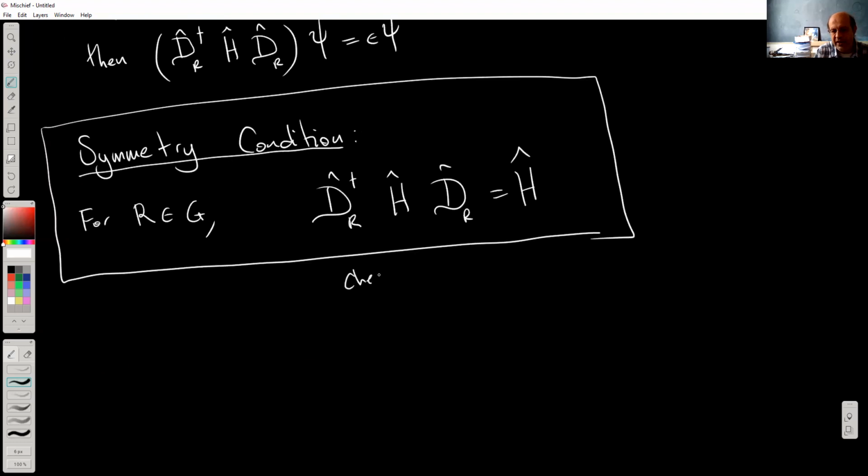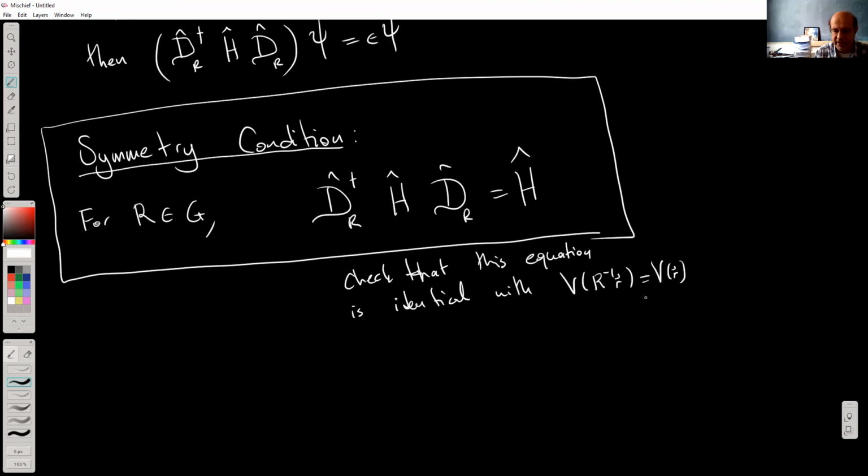First of all, check that this equation is identical with the potential function being invariant under rotations. Under rotations, if the potential energy function is invariant, then the Hamiltonian is also invariant.